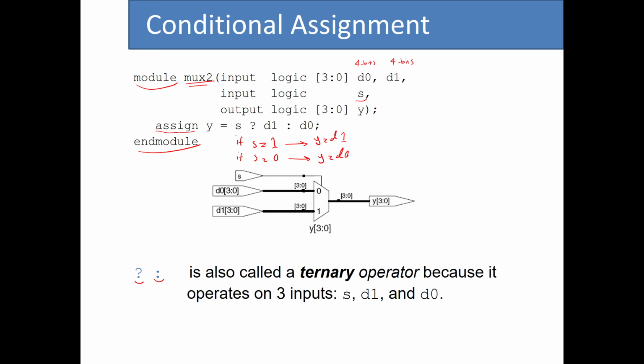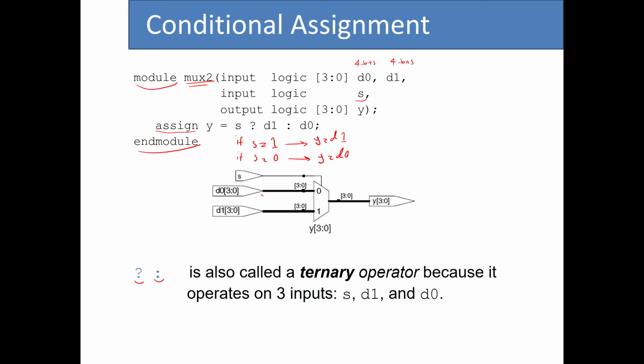So if you remember, for the multiplexer, if the select signal was 0, the first input was selected. If the select signal was 1, the second input was selected. So this is basically what we have here. We say y equals s question mark d1 colon d0. So if s is 1, the first input is selected. If s is 0, the second input is selected.